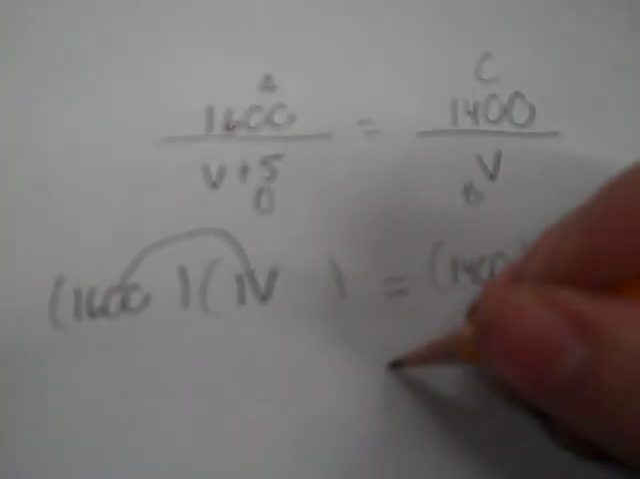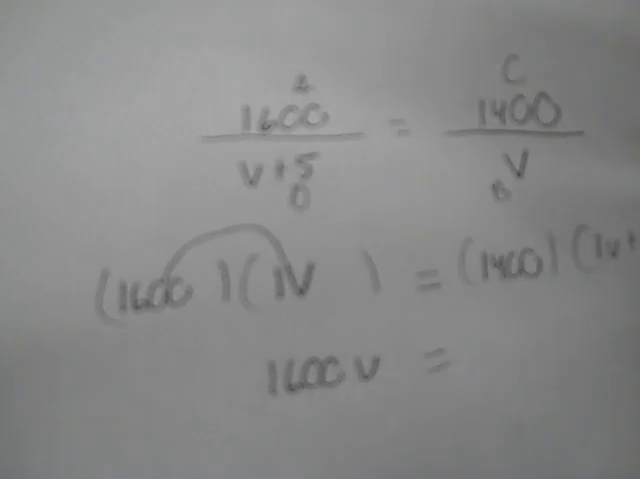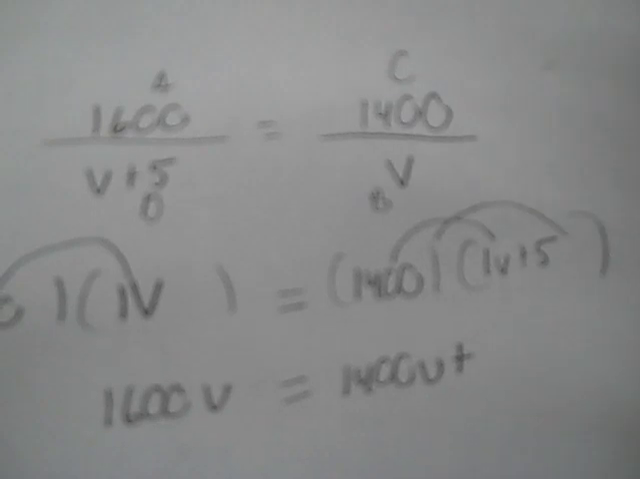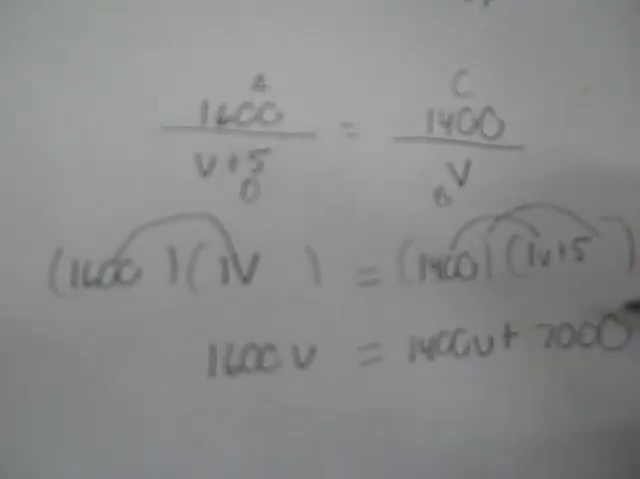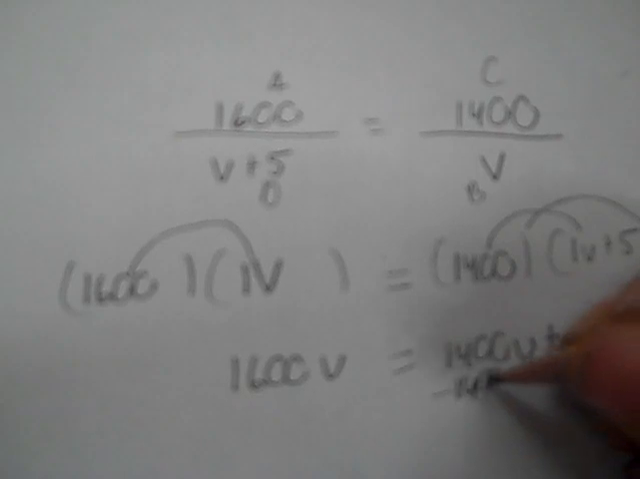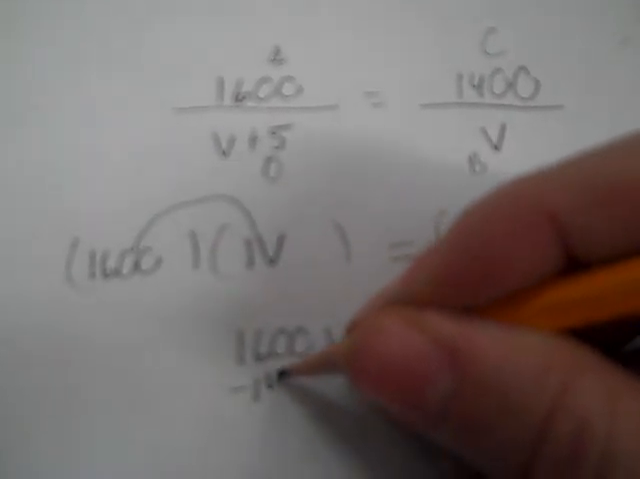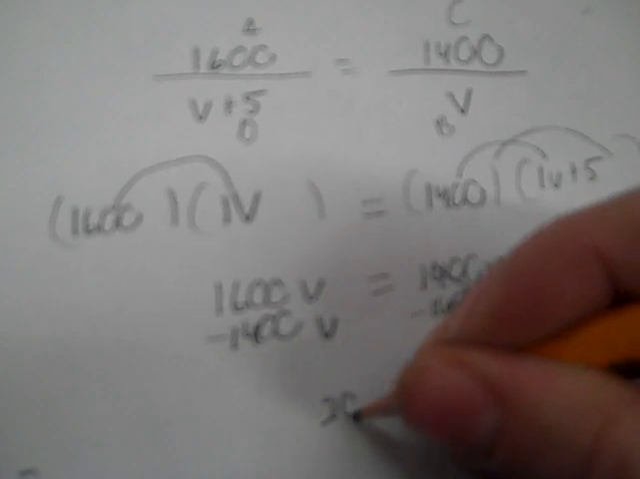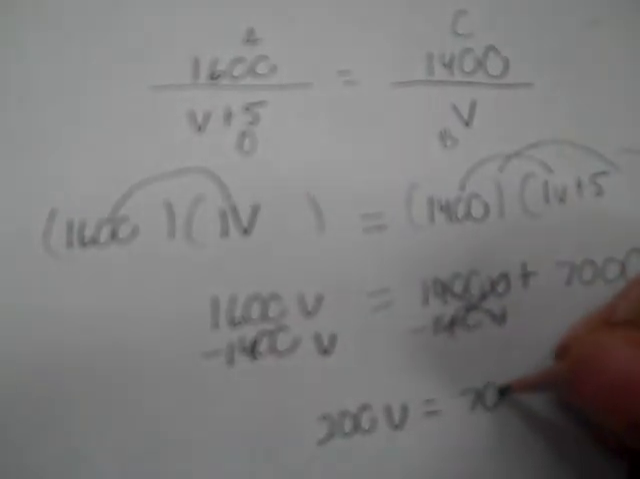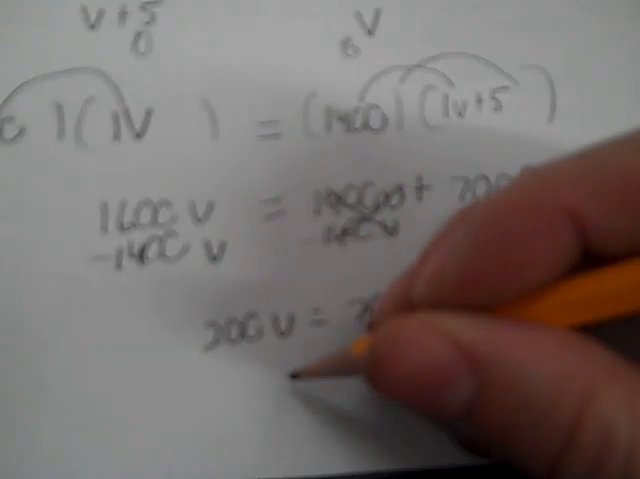So I distribute, and I get 1,600V. That's 1,400V plus 7,000. Okay, I can get the V's on one side. So I have 200 times V equals 7,000, and then it's time to divide. But we don't want to just put that there because the V is the meters per second. That's not the actual seconds, okay? 35, okay? So the velocity is 35.